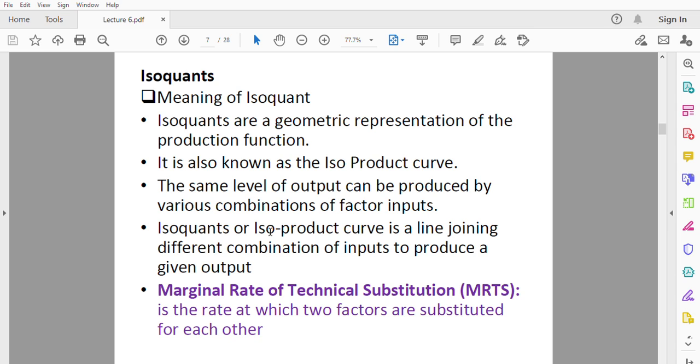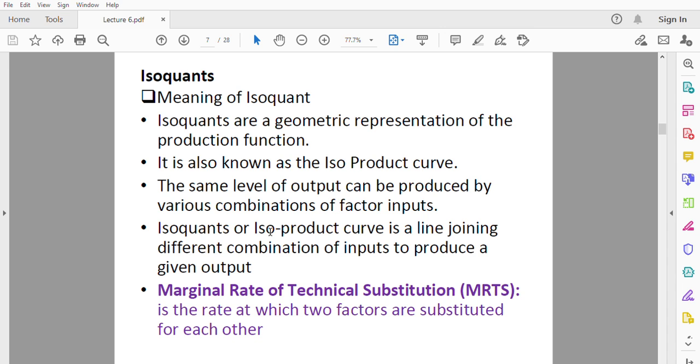So, isoquant curves. An isoquant curve is a line joining different combinations of inputs to produce a given level of output. We'll look at the shape of the curve and you'll see. But one thing we want to also mention before we move on is the marginal rate of technical substitution.